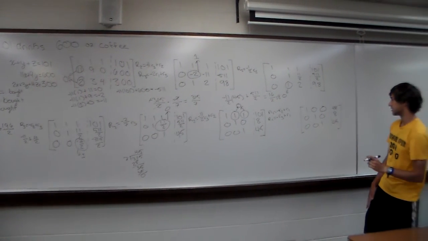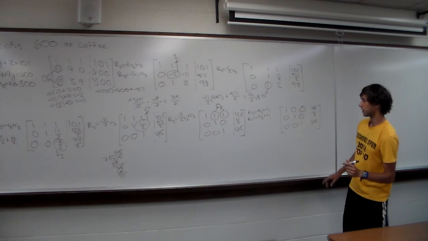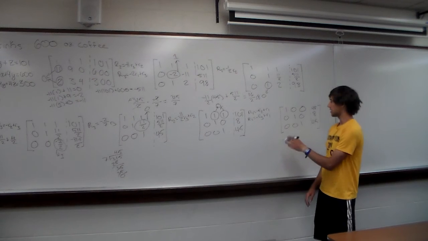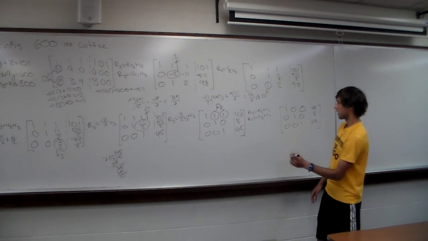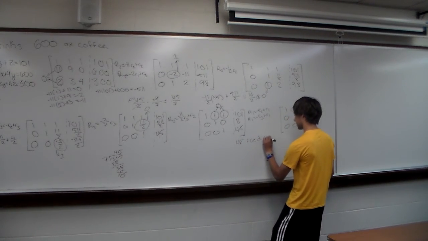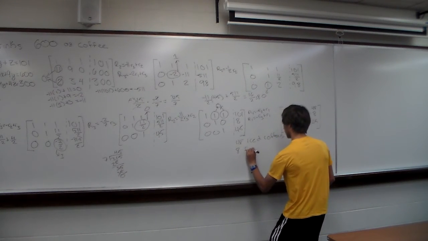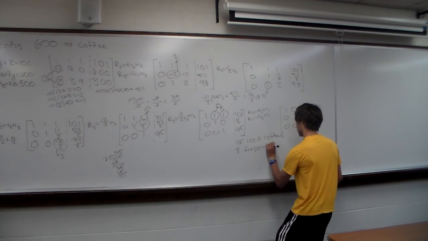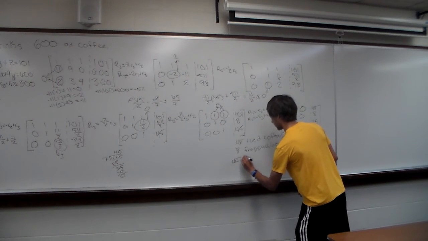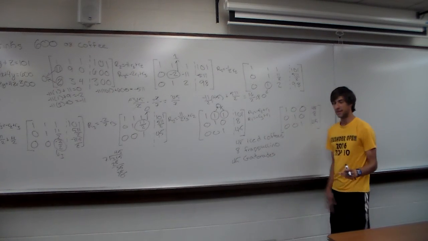And so now our matrix is in our final reduced row echelon form, and we're just going to use that to get our final answers out. So we have finally that x equals 48, y equals 8, z equals 45. So that means you bought 48 iced coffees, 8 Frappuccinos, and 45 Gatorades. And that's our final answer.